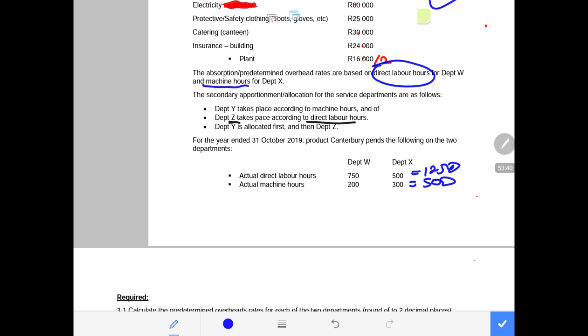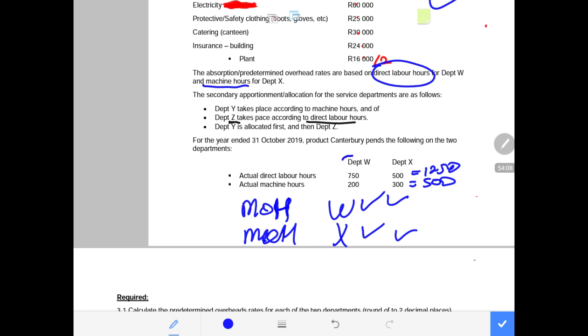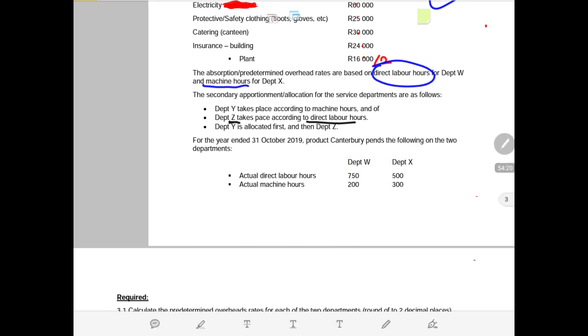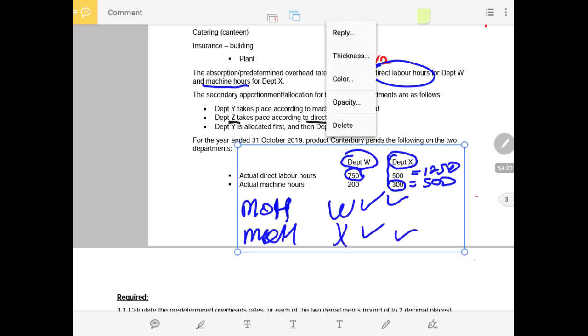So now these are the labor hours, and remember, what do we have? We have manufacturing overheads for Department W and manufacturing overheads for Department X, and we are looking for the POR for Department W and Department X using labor hours and machine hours. We need to be very clear that for Department W it is labor hours, and for Department X we focus on machine hours as the base to allocate these overheads, or as the base to calculate our POR.